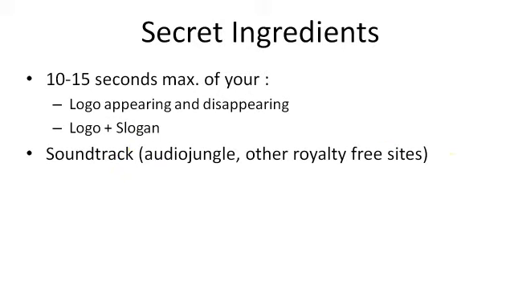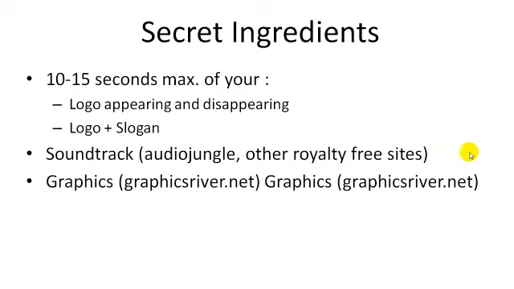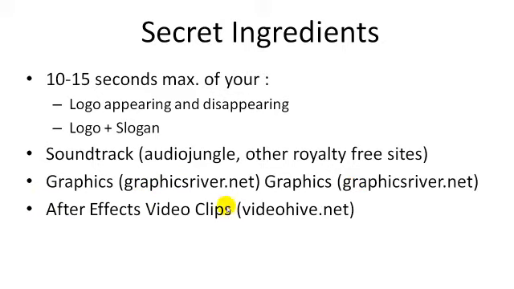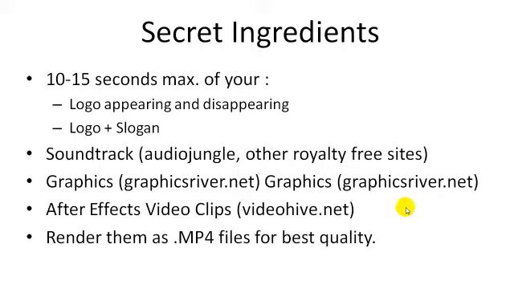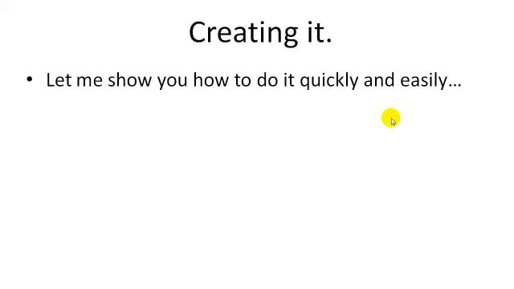In order to do this, you're going to need to have an audio soundtrack. Audio Jungle is a great site. I'm going to show you all this in just a few seconds. Graphics, you're going to need some graphics. So graphicsriver.net is good. After Effects video clips, videohive.net is good. And then of course when you're done, make sure that you have them rendered as a .mp4 file for best quality. And of course, we're going to get somebody else to do this for us. So let me show you how to do it quickly and easily.